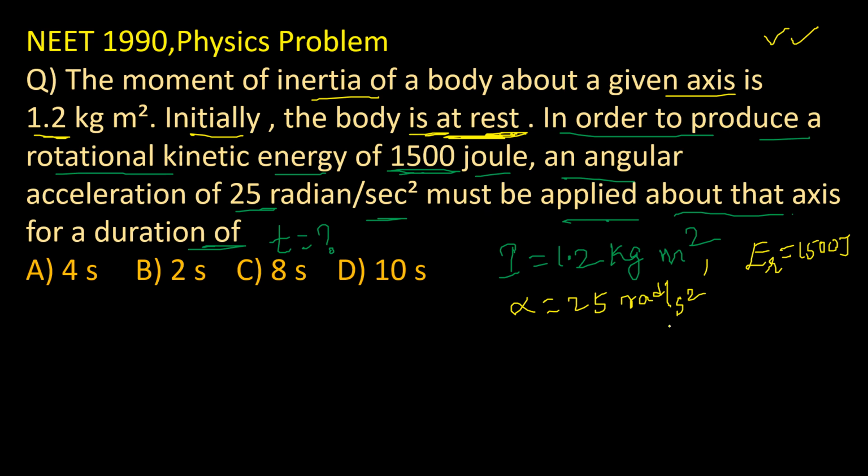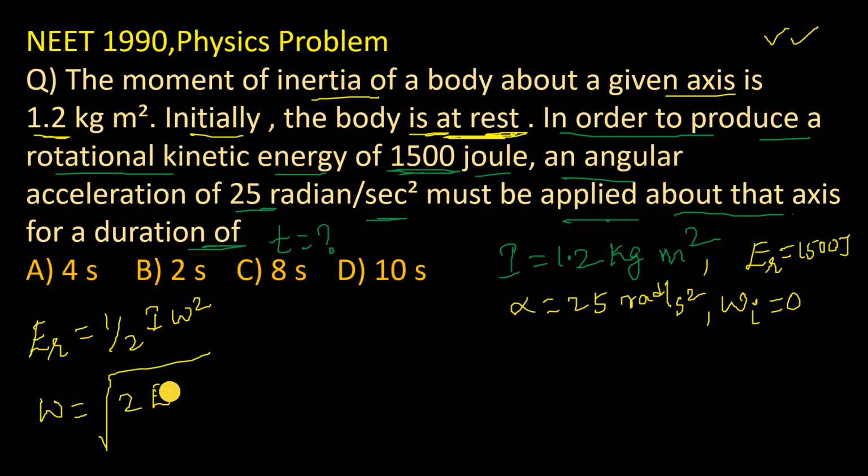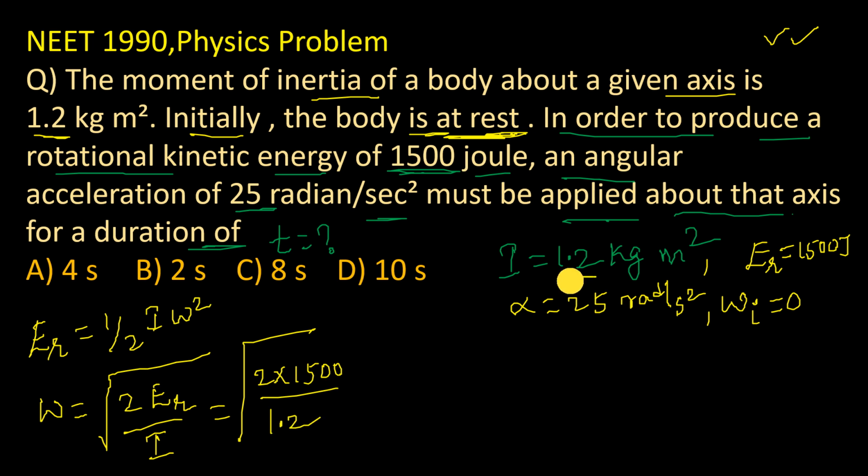Initially the body is at rest, which means initial angular speed is 0. So from the rotational kinetic energy formula in terms of moment of inertia and angular speed, omega equals root over 2 E_R by I. If you do it, how much will you get? 2 into 1500 by 1.2, where 1.2 is the moment of inertia. If you solve this, we will get 50 radian per second.